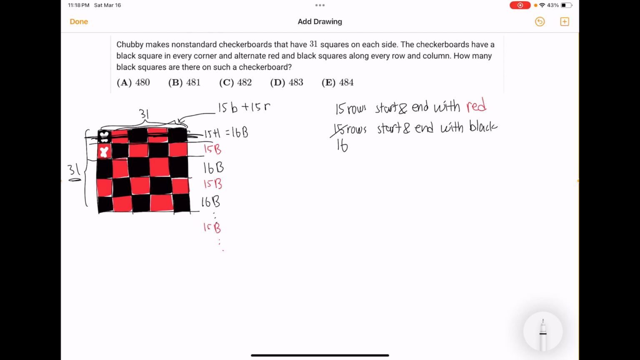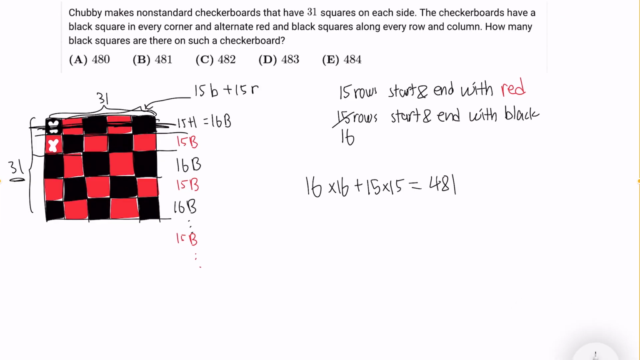These are the number of rows, and we also have the number of black squares in each row figured out. So we just have to multiply these two together. We would have 16 times 16 plus 15 times 15. And so this gives us 481. Therefore the answer is B, 481.